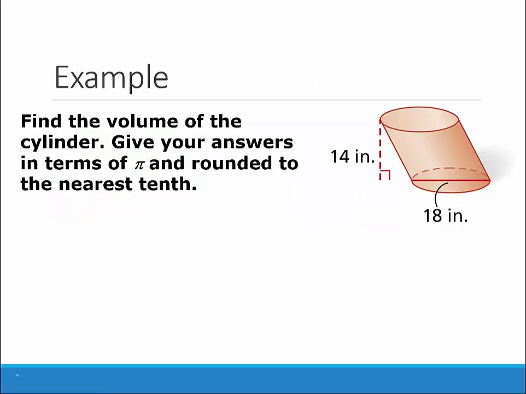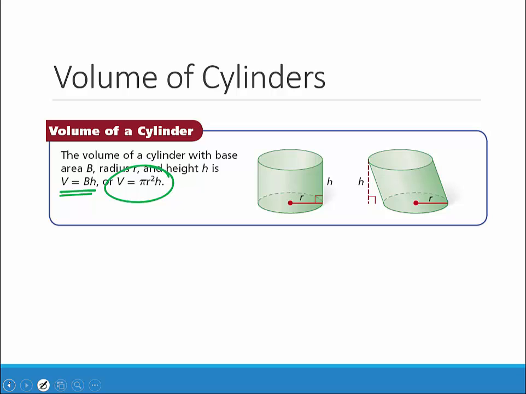So find the volume of the cylinder. Give your answers in terms of pi, rounded to the nearest tenth. So one thing that's important is it doesn't matter if these shapes are tilted as long as you have the actual height of it. Now if you had this right here, you would have to have a little more information so that you could figure out the height.